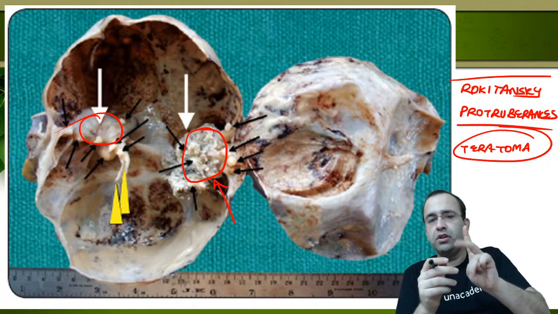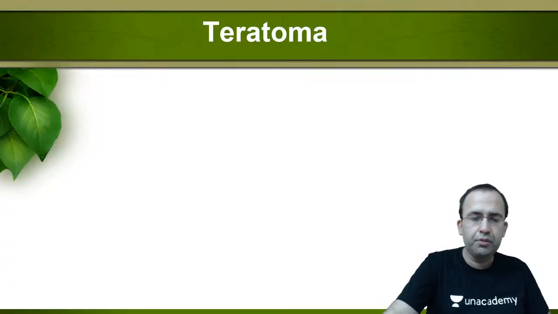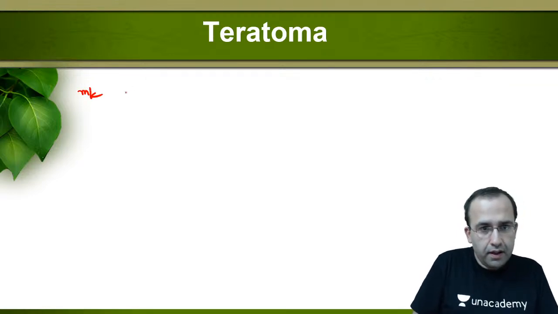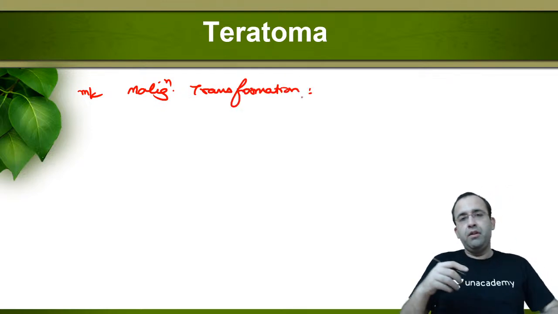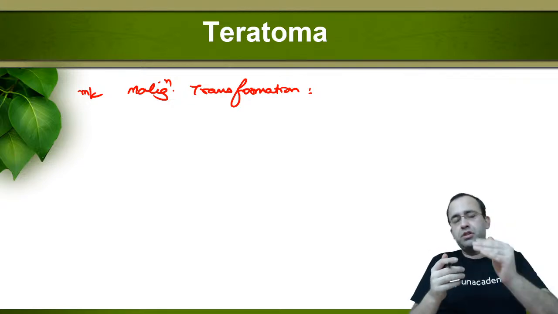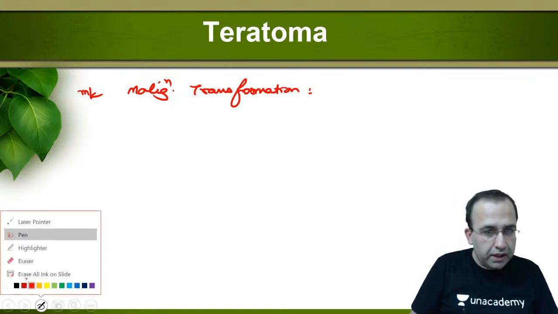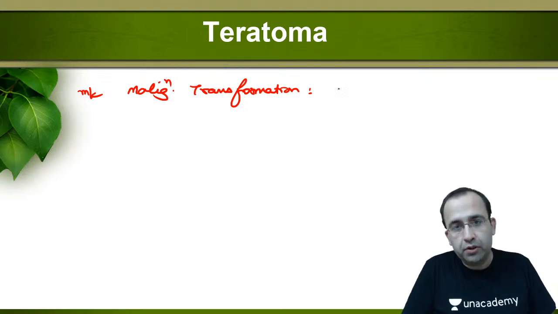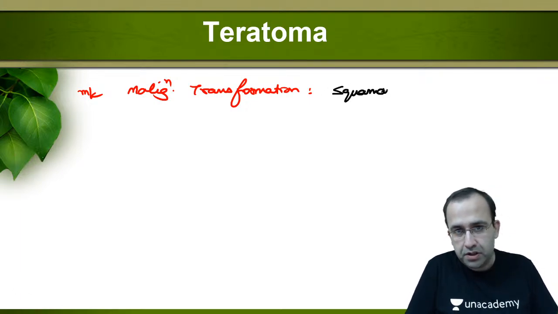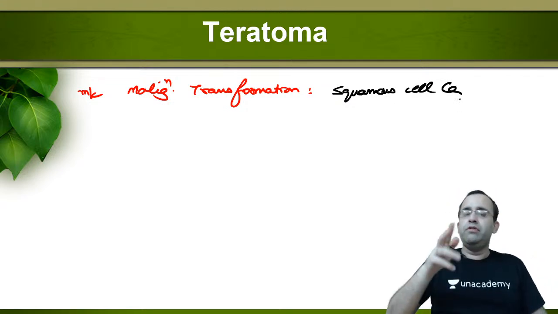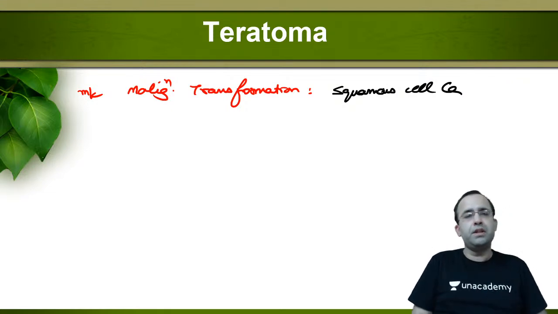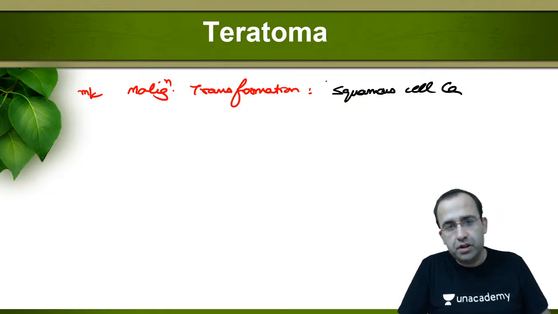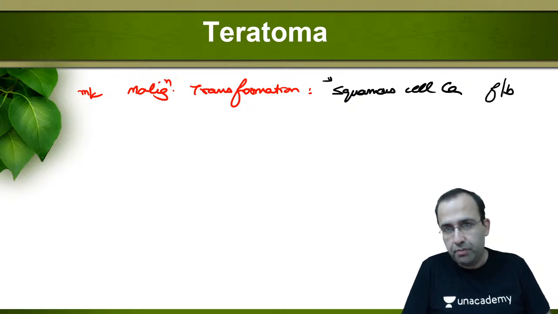It has all three layers: ectoderm, mesoderm, endoderm. Can it undergo malignant transformation? Yes. Which part undergoes malignant transformation? Which is ectoderm. The most common malignant transformation is squamous cell carcinoma. You very well know that benign squamous cells are present in teratoma. Skin is present. That can undergo a malignant transformation to squamous cell carcinoma. This is the most common.